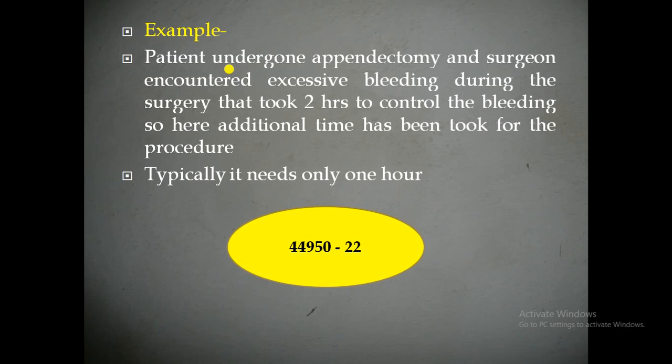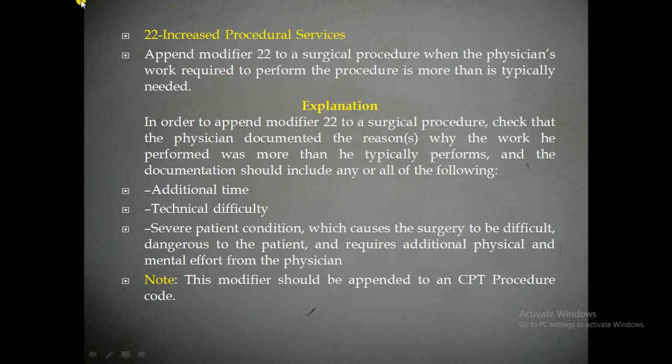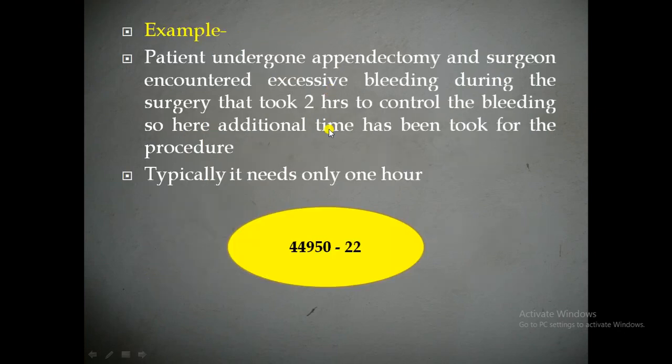So here the additional time has been taken by the surgeon, right? The appendectomy procedure time is actually only 1 hour, but as the patient had a complication, the surgeon took 2 hours to control it. So it means it's increased procedural services, right? Here the actual time is 1 hour, but it's taking 2 hours. Why? Because we have to check for the reason, right?